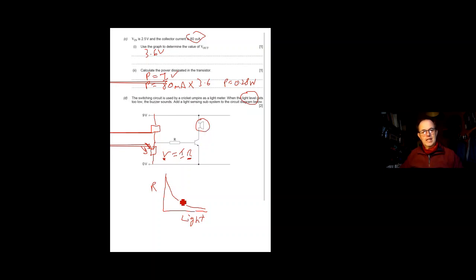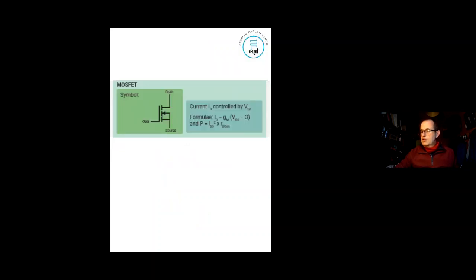So as it gets lighter, the resistance decreases. Decreasing resistance would now mean you've got less voltage. Less voltage means you're not going to turn your transistor on. Okay, bang. Your buzzer is off. Okay, so just remember those little facts. Okay, which takes us on to the world of MOSFETs.